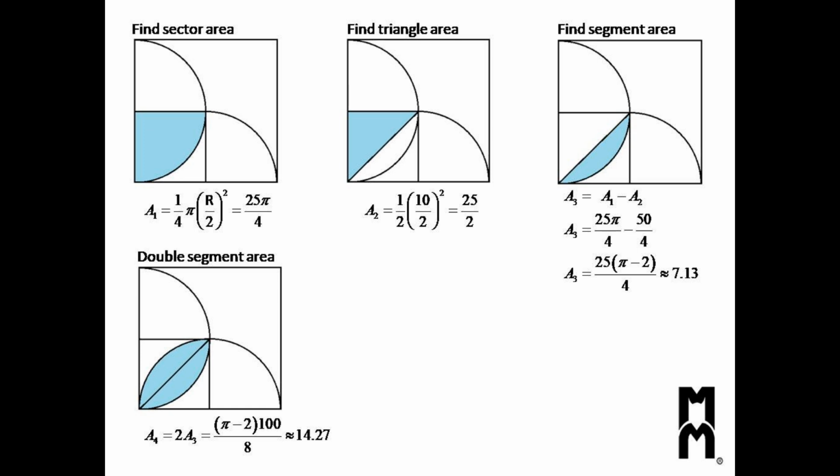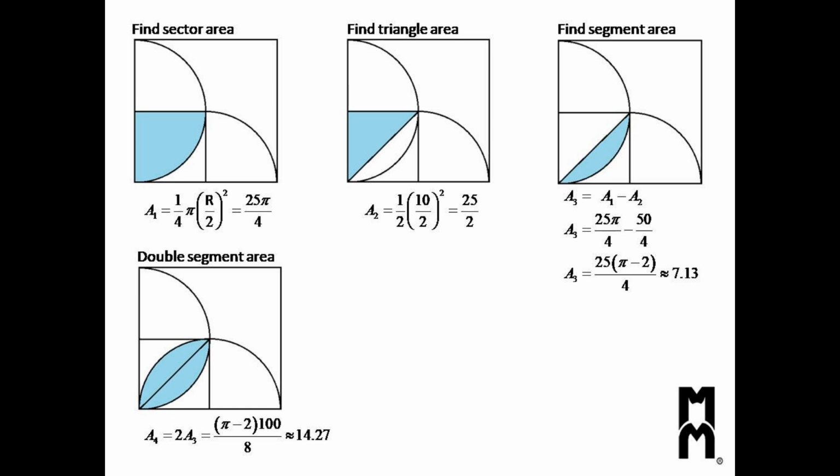We find the first area by taking the sector with half the length of one of the sides of the square as its radius. We apply it to the arc formula. We end up with 25 pi over 4. Area 2 is that isosceles right triangle that's created, and it has a base of 10 over 2, which is 5. So 5 squared is 25. And we divide that by 2, and we end up with 25 over 2.